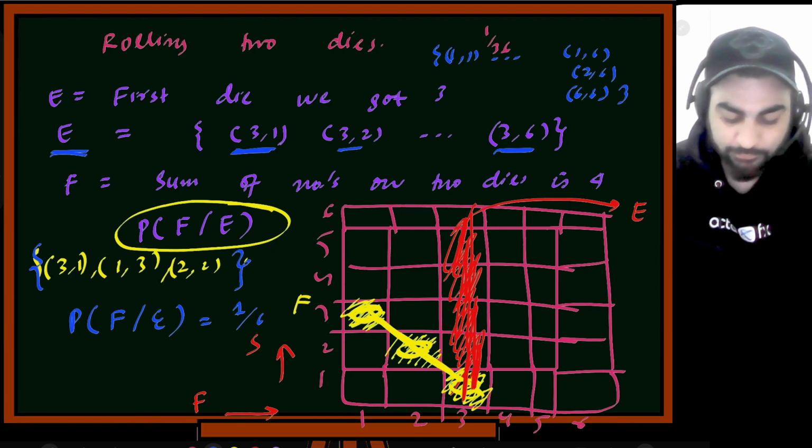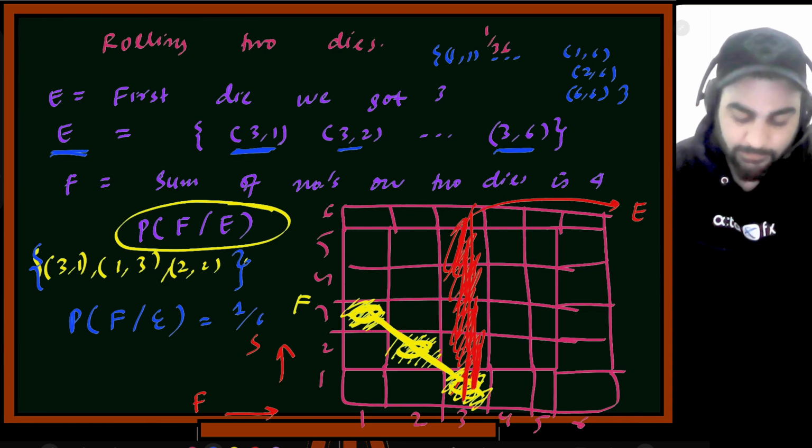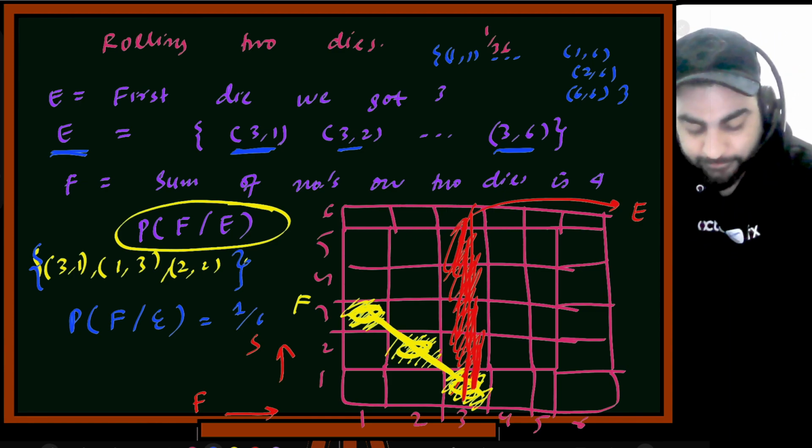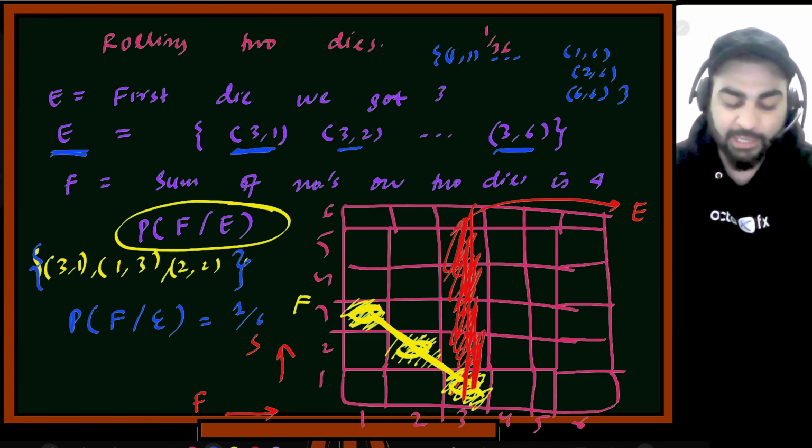Sir, I just saw that since 3 has already occurred, there can be only one way that the sum is 4. Basically, you reassign the probabilities. Okay, you reassign the probabilities. How did you reassign the probability?